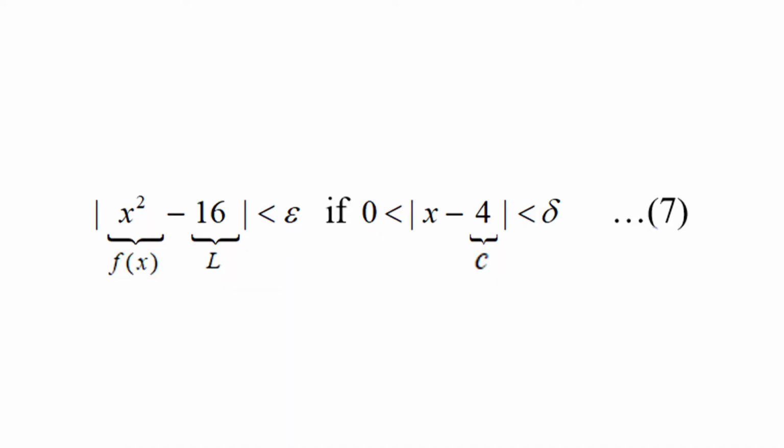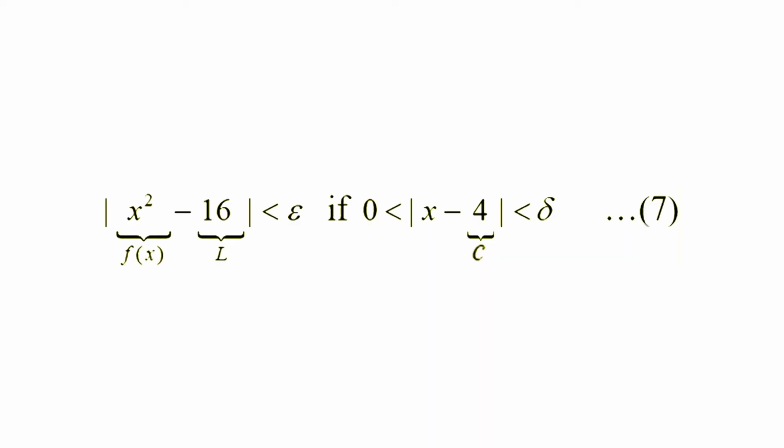This is because when 0 < δ1 < δ, it is true that 0 < |x − c| < δ1 implies 0 < |x − c| < δ. With the idea that δ is not unique, let us prove that the limit of x² as x approaches 4 is 16. Let ε > 0 be given. We must find δ > 0 such that |x² − 16| < ε if 0 < |x − 4| < δ.